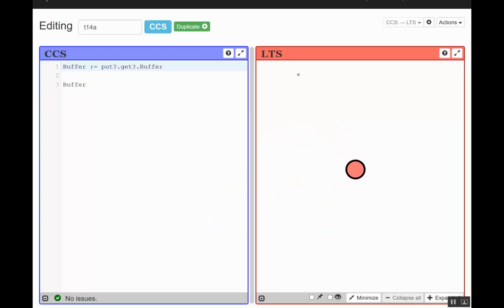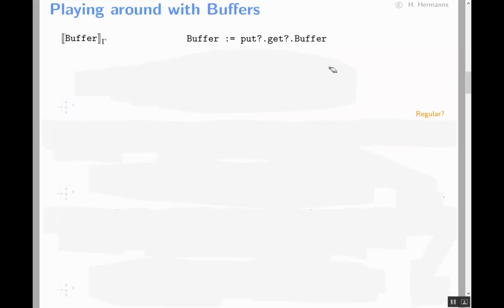So what you have actually seen now is this very simple specification in action. So you have seen a buffer, and what it can do is accept a put and accept a get. And it gets you this kind of very simple behavior. This is what we have seen so far, and the transition system is this, with this one being the initial state. Now, question, is this a regular CCS expression? The answer is yes, this is regular.